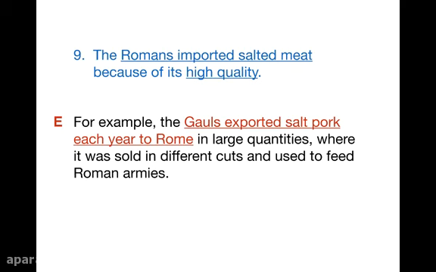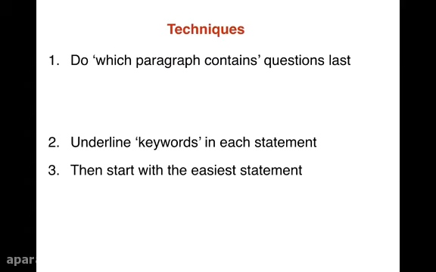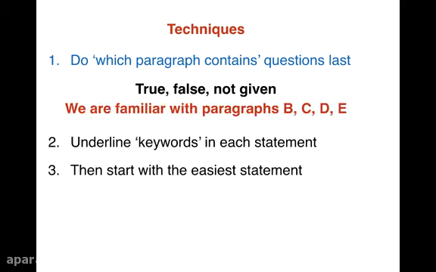But is there any information about the high quality? The answer is no. Again, we don't know whether it's because of high quality or for other reasons, we have to put not given. Now that we've done those true, false, not given questions, let's quickly check our techniques before we carry on. The first technique we've just done: do which paragraph contains questions last. Well, we've done that because we've just done the true, false, not given questions. The advantage is that now we are familiar with paragraphs B, C, D and E because we got the answers for the true, false, not given section from those 4 paragraphs.